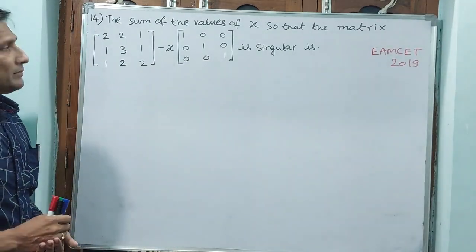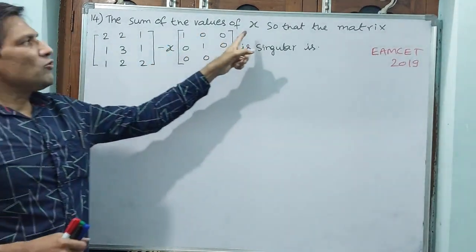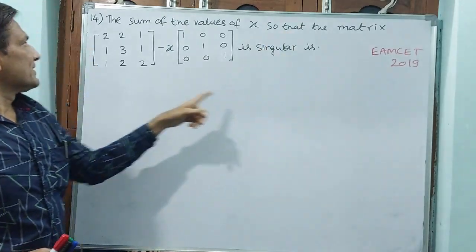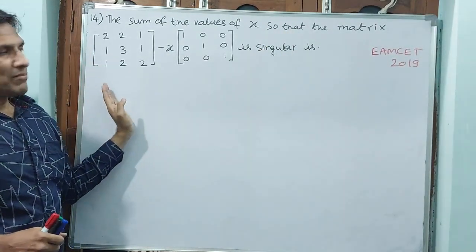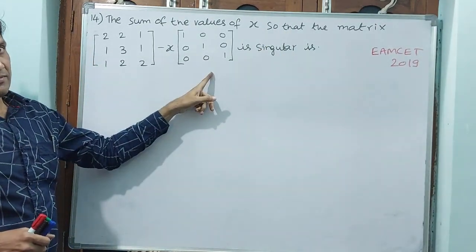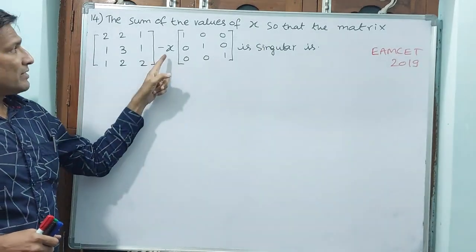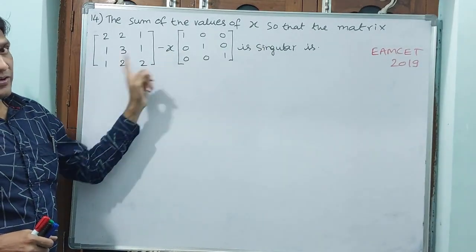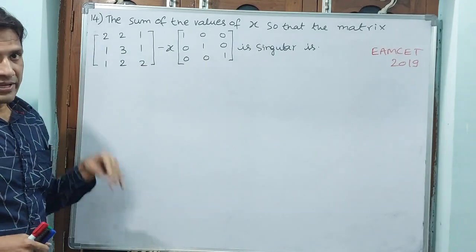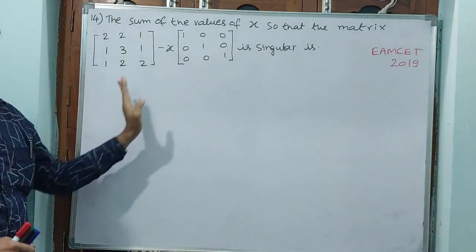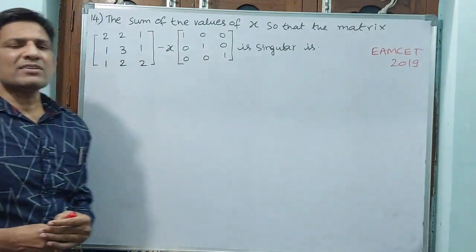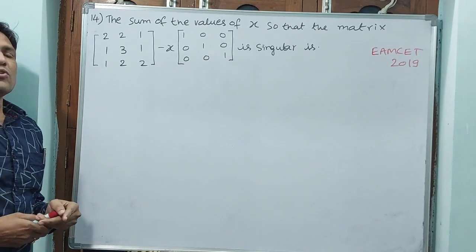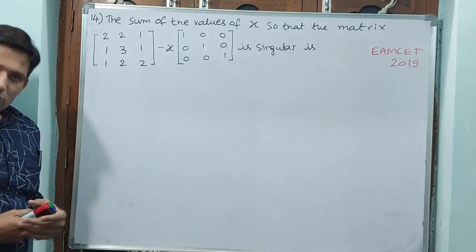See 14th question. The sum of the values of x so that the matrix A, they have given, but this is I. Okay, A, I, but in between x is multiplying. A minus xI, like you can take. This matrix is singular, like they are telling. What is singular? Singularity means determinant should be equal to 0.